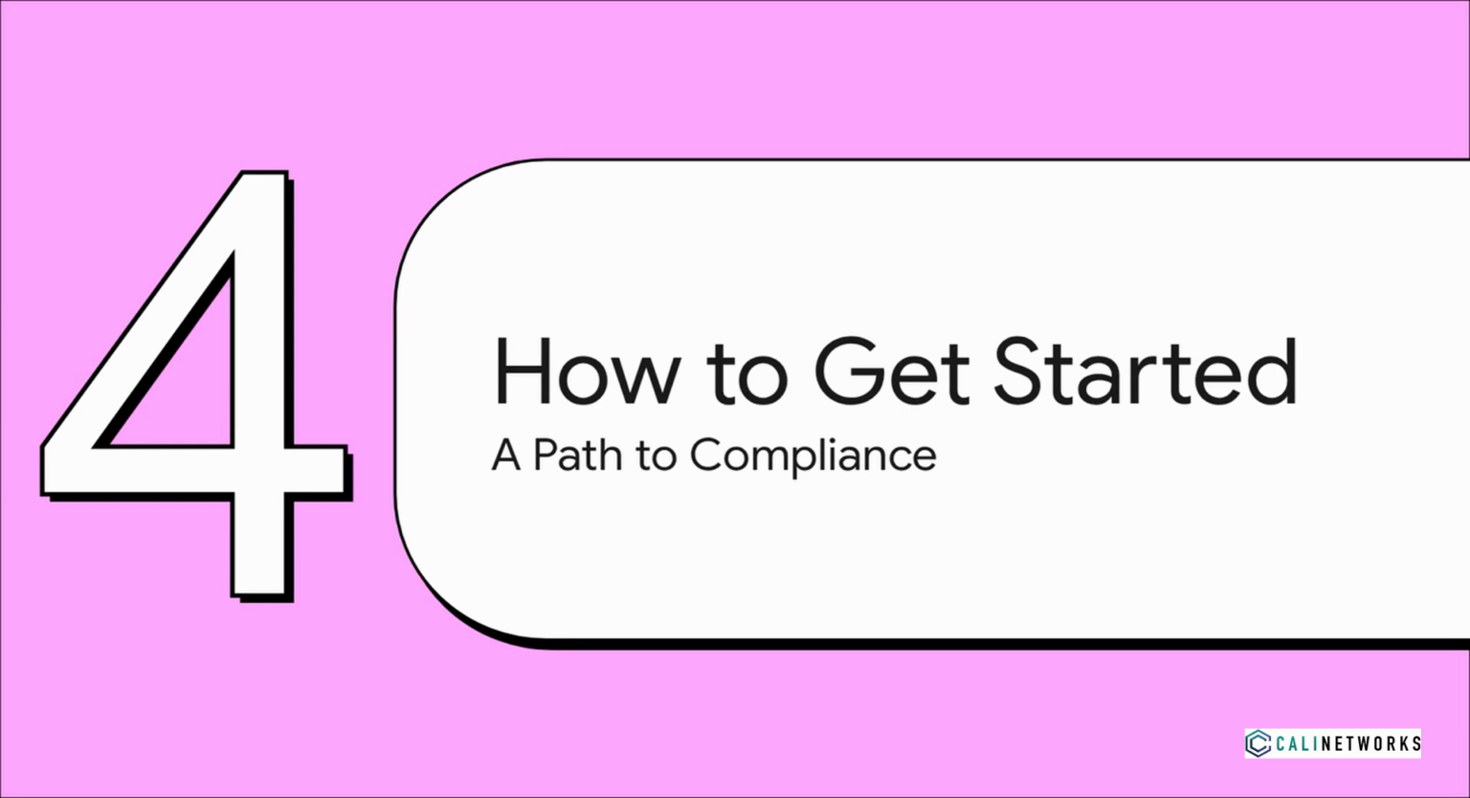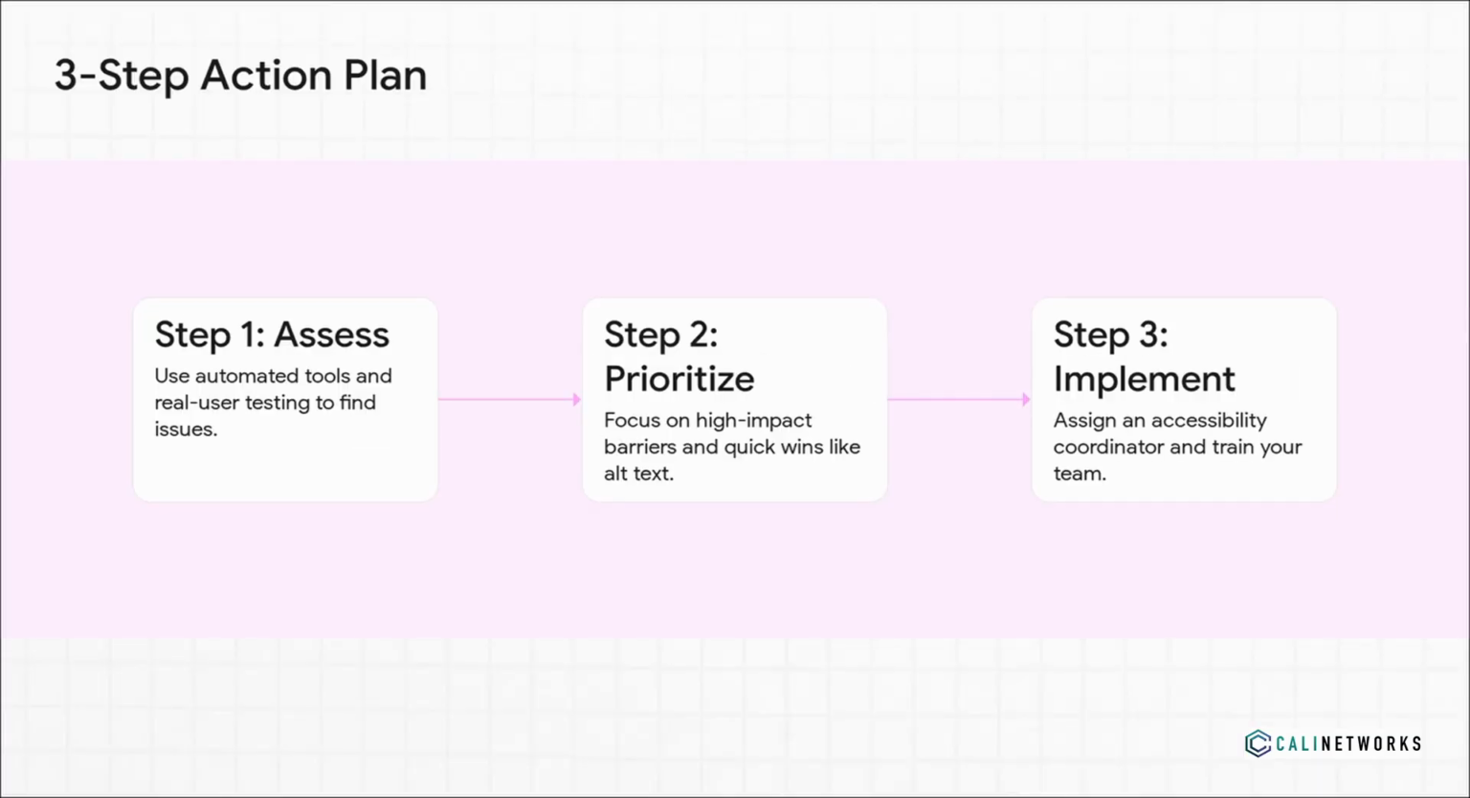Okay, so the case for compliance is pretty clear. But how do you actually get started without getting totally overwhelmed? Well, the good news is there's a pretty straightforward path you can follow. It really boils down to this 3-step plan. First, you assess. Use automated tools to get a quick scan. But, and this is super important, you also need to test your site with real users who have disabilities.